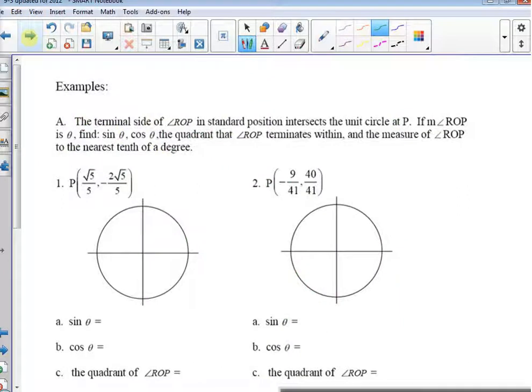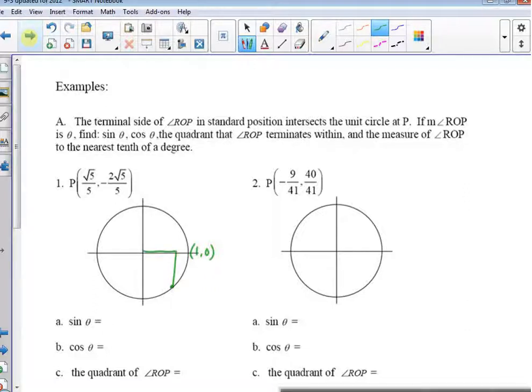Okay, so a couple examples here to finish up. The terminal side of angle ROP in standard position intersects the unit circle at P. If the measure of angle ROP is theta, find sine theta, cosine theta, the quadrant, and the measure of angle ROP. So let's find this point. So we're on the unit circle, so this is 1 comma 0. So we're going to go over radical 5 over 5, down negative 2 radical 5 over 5. So I'm going to go over and down.